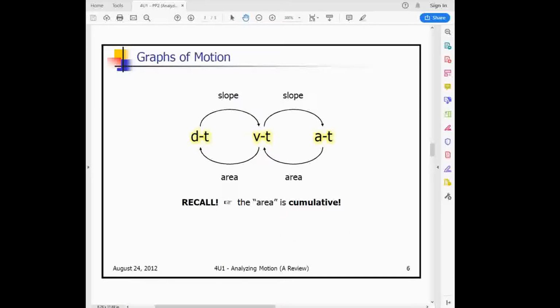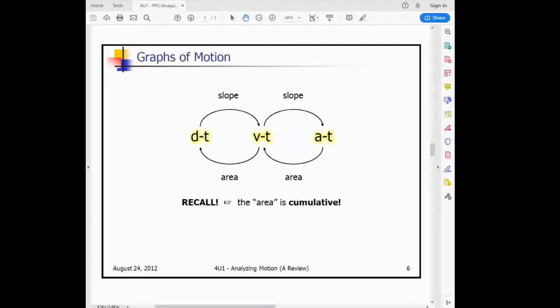Now here's another slide you may want to copy down. This simplifies it into a nice graphic. So the dt graph, finding the slope of that gives us a vt graph, and finding the slope of a vt graph gives us an at graph. Finding the area underneath the curve of an at graph gives us the vt graph, and finding the area underneath the curve of a vt graph gives us a dt graph.